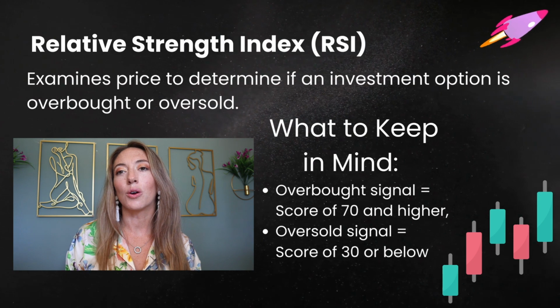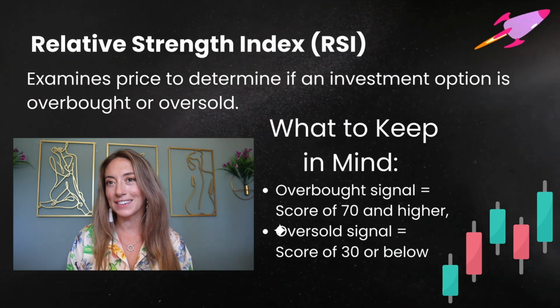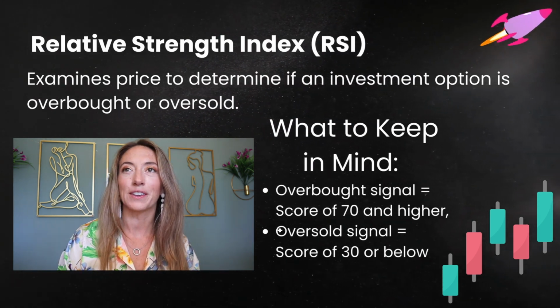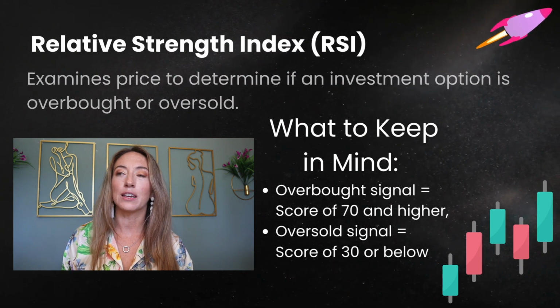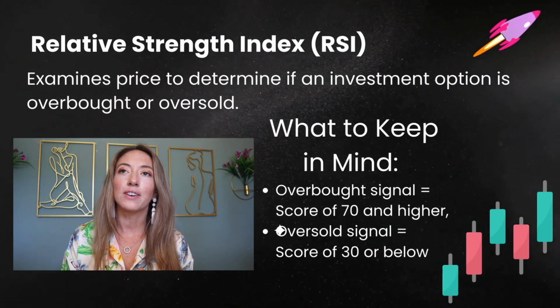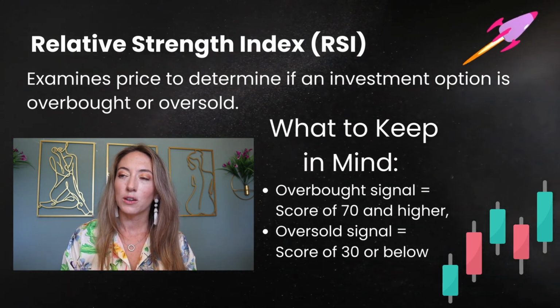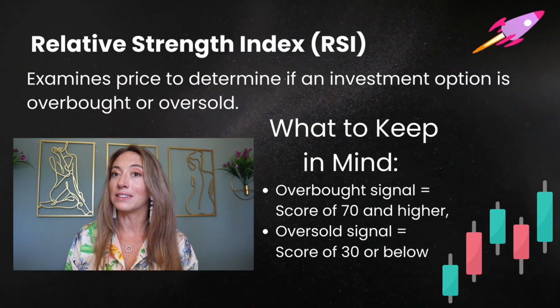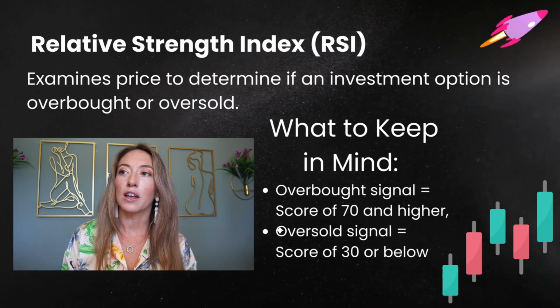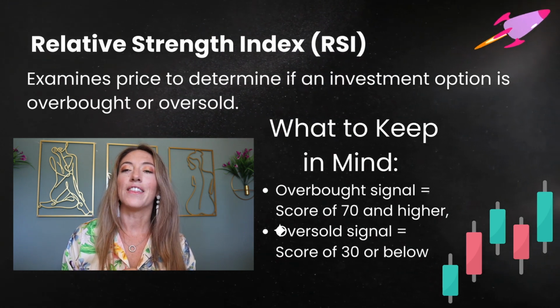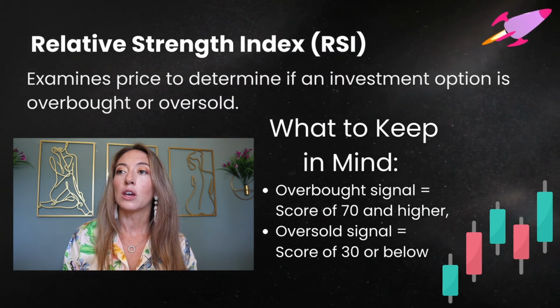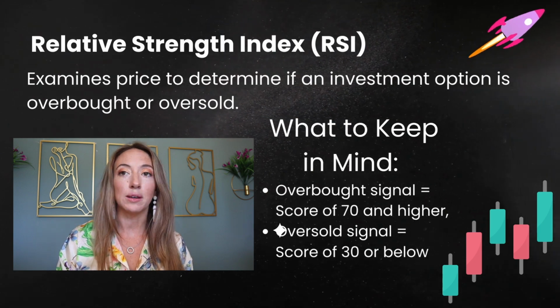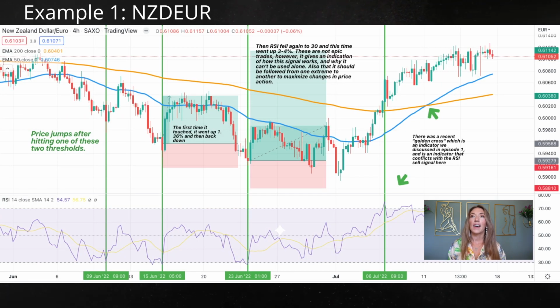We're going to talk about the relative strength index, and what that is today. It is one of my favorite indicators. The relative strength index examines price to determine if an investment is overbought or oversold. What you want to keep in mind is that an overbought signal, or basically a sell signal, comes at around 70 or higher, and an oversold signal is a score of 30 or below, and this would be a buy signal. So we're going to look at this Forex example, okay?